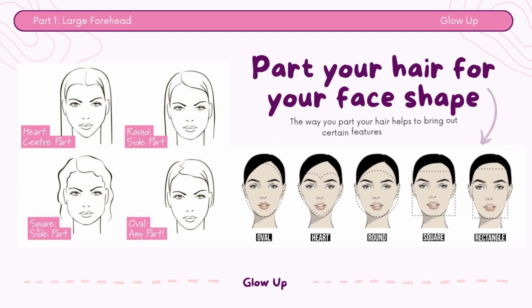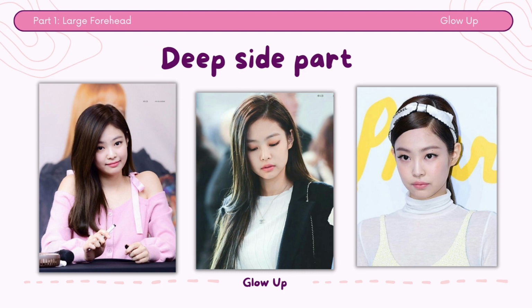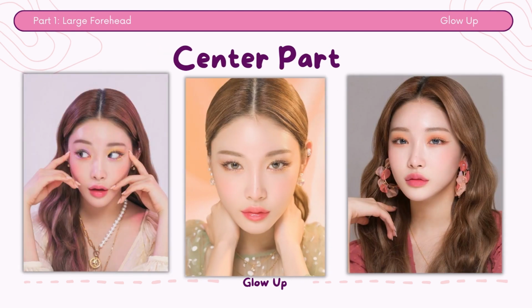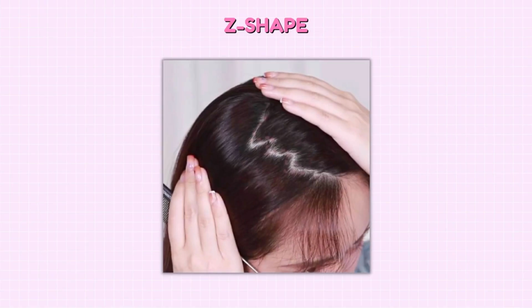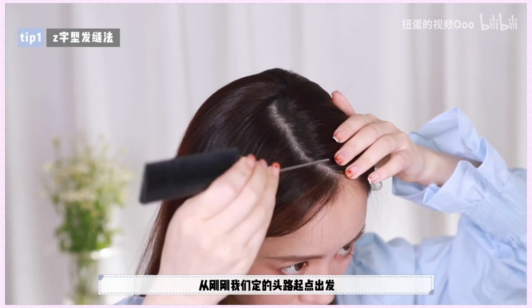The way you part your hair helps to bring out certain features of the face. For example, a deep side parting can flatter those with rounder faces, while a center part can help bring out the cheekbones for those with heart-shaped faces. If you have long face shape, divide your hair into Z shape.